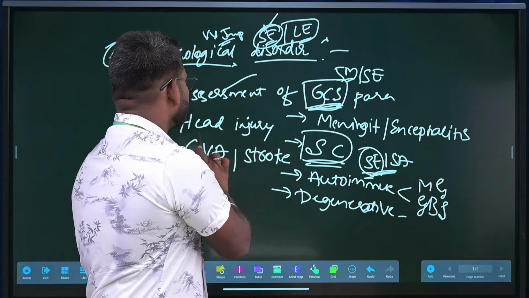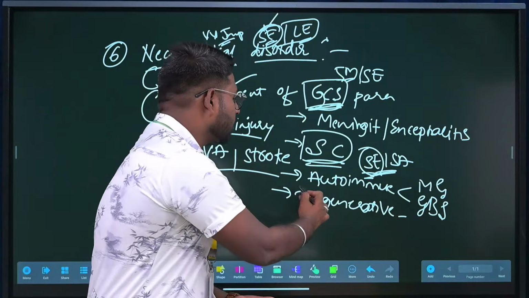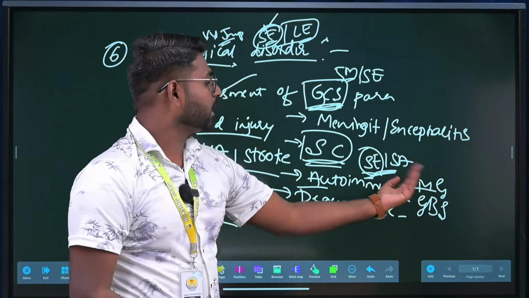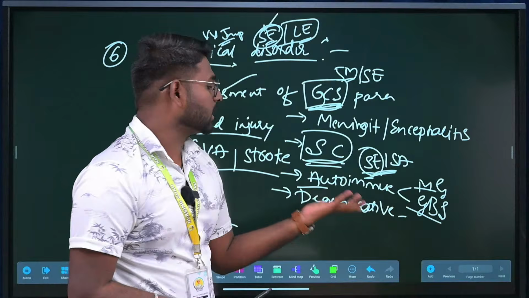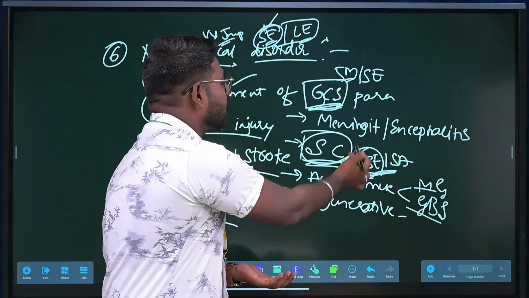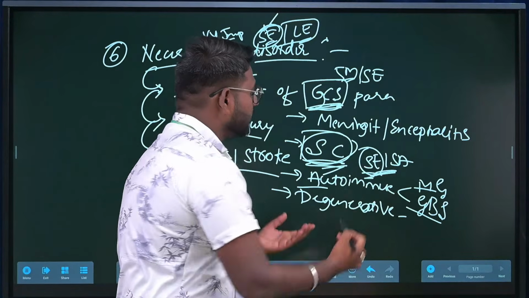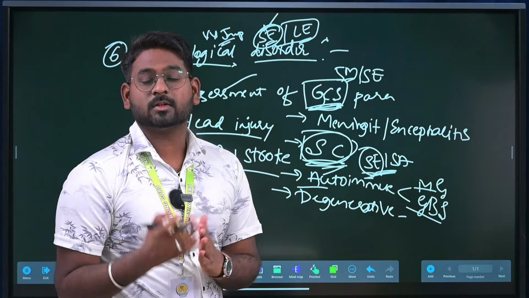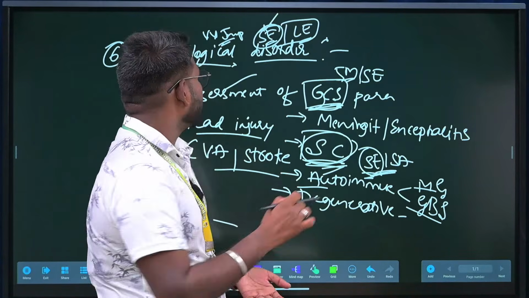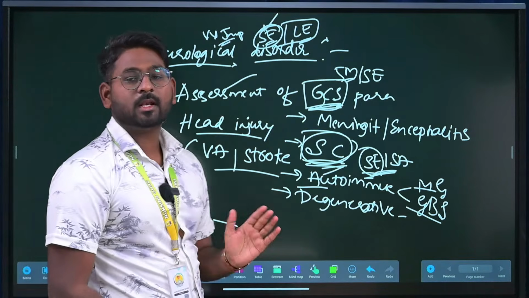And apart from head injury and stroke, there will be autoimmune diseases like myasthenia gravis and Guillain-Barré syndrome, the degenerative conditions, and conditions related to the spinal cord like herniation. Apart from herniation, the spinal cord injuries are also very important. So these are the important topics we are going to have from the neurological disorders.